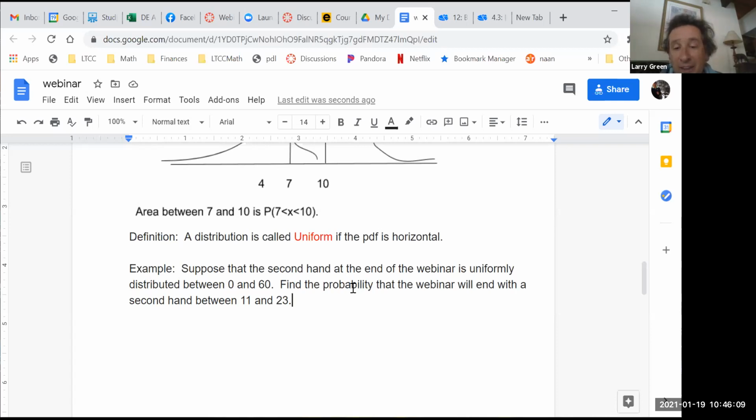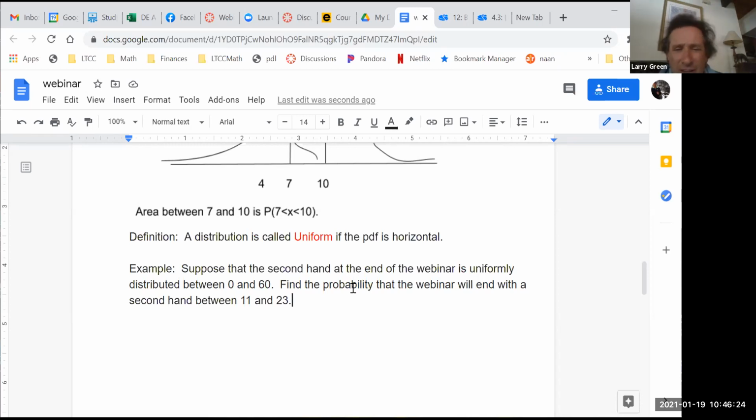Okay, I don't pay attention to the number of seconds on the clock. I pay attention to the minutes, but not the seconds, by the way, when it comes to when we finish the webinar. So it probably isn't uniformly distributed, because if you don't pay attention, then anything's just as likely.